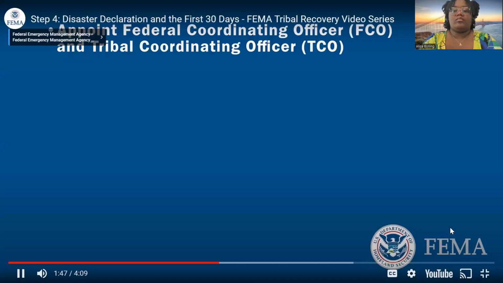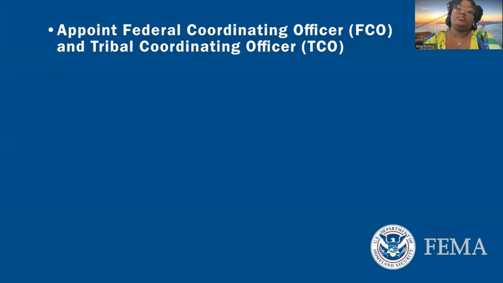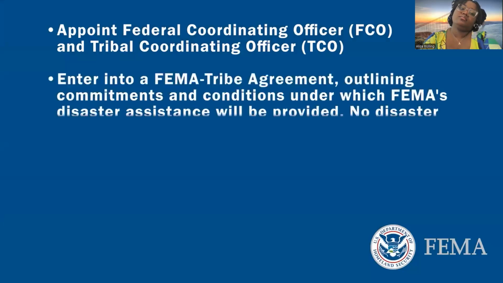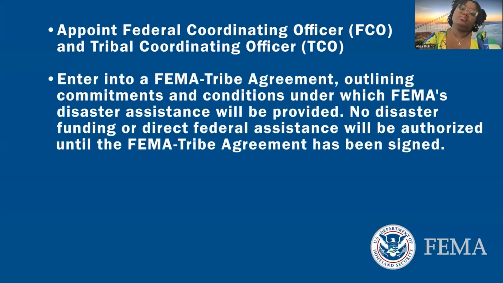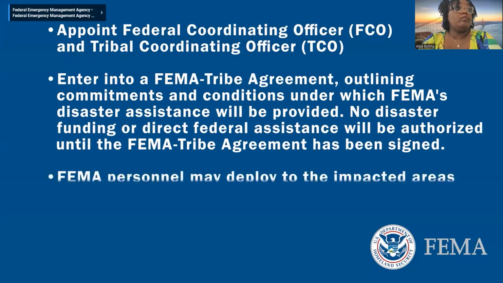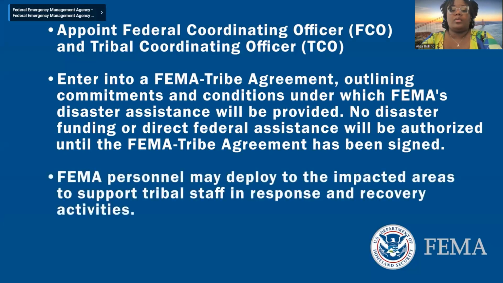If a direct declaration is approved, initial steps include appointing a federal coordinating officer, a tribal coordinating officer, and entering into a FEMA tribe agreement outlining commitments and conditions under which FEMA's disaster assistance will be provided. No disaster funding or direct federal assistance will be authorized until the FEMA tribe agreement has been signed. FEMA personnel may deploy to the impacted areas to support tribal staff in response and recovery activities.